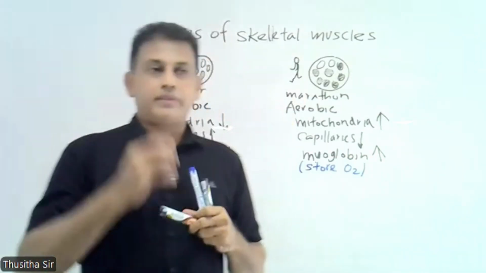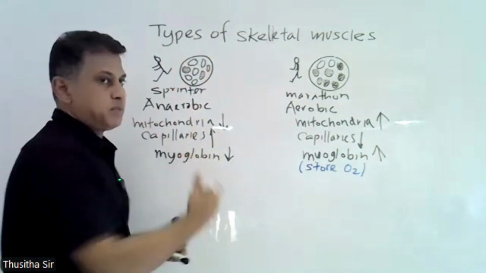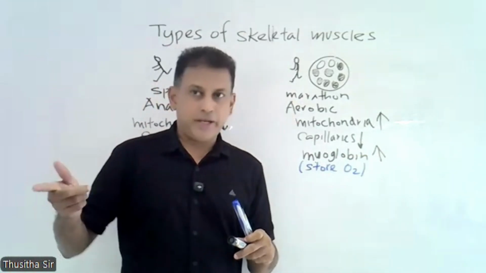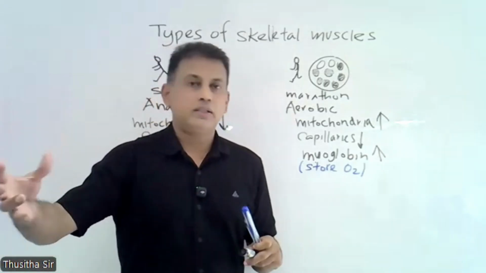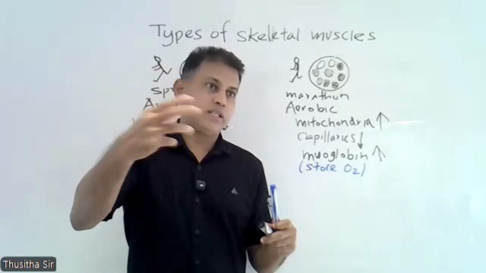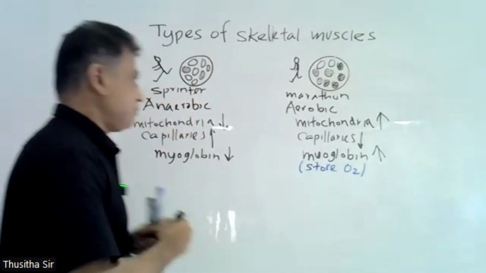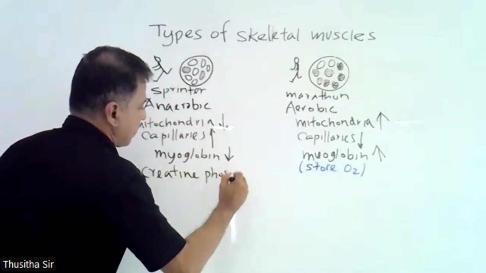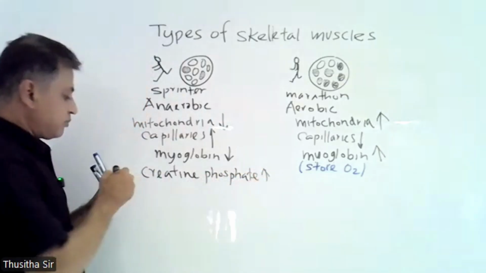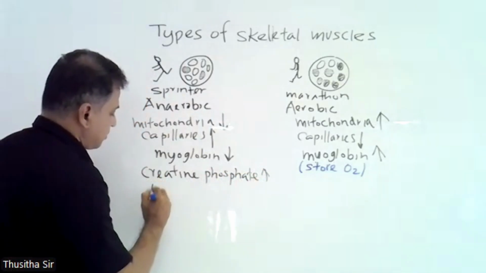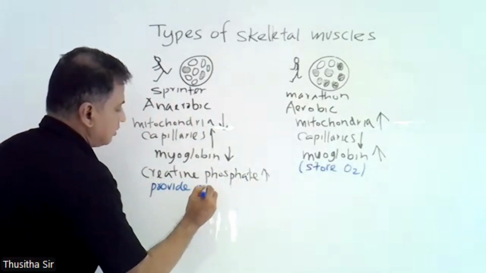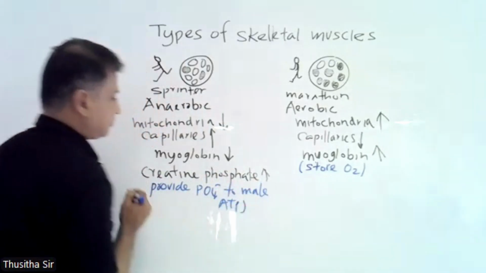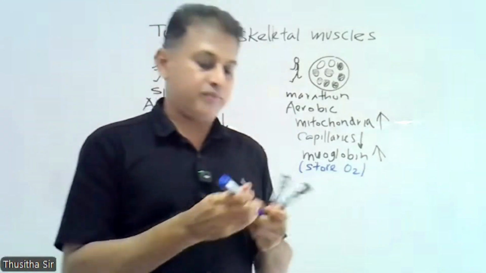Right? Then when they make ATP, it is used up and produces ADP. ATP breaks down and produces ADP. Then they need a phosphate group to combine with ADP. So there is a compound called creatine phosphate. This is high because it provides the phosphate to make ATP. That's the purpose of creatine phosphate.